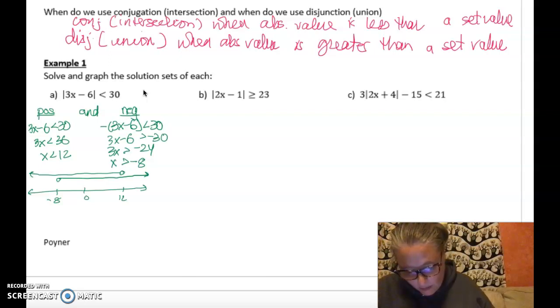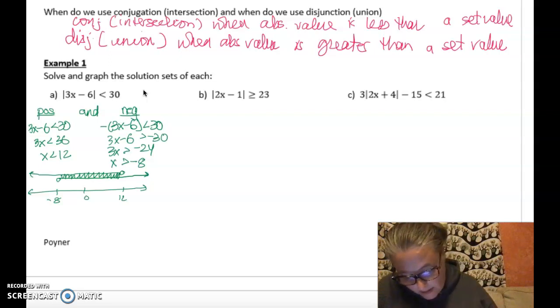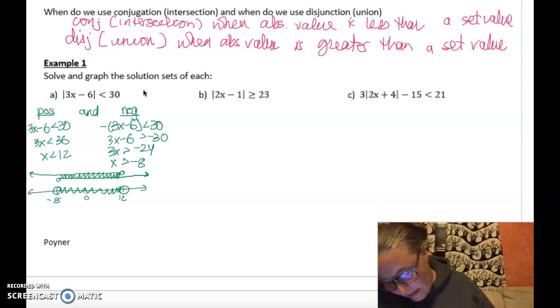That's where they have common points. It's all the points that are on both of them at the same time. So it has to be both greater than -8 and at the same time be less than 12. So that's why these here are going to be our values. So in interval notation, it's going from -8 to 12.